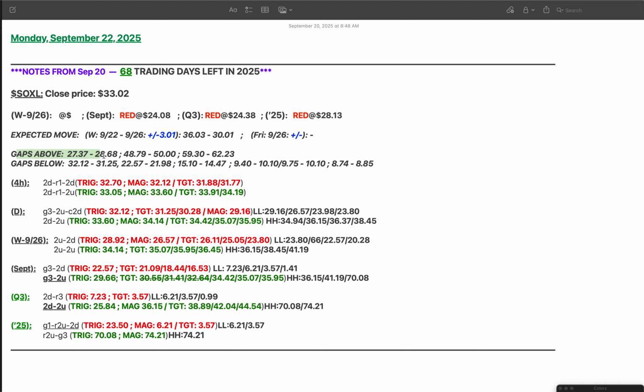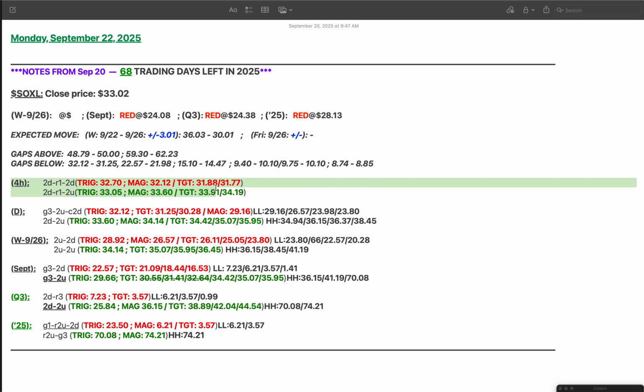We know what our gaps above are, and we know what our gaps below are. And then again, our 4-hour triggers and targets. We talked about scalp triggers and targets, right? You can kind of set those up beforehand, but not really until you know where price opens for the day, as well as where your overnight high and overnight low are. So you've got to know the rules and have them in your head to know where your triggers and targets are for that.